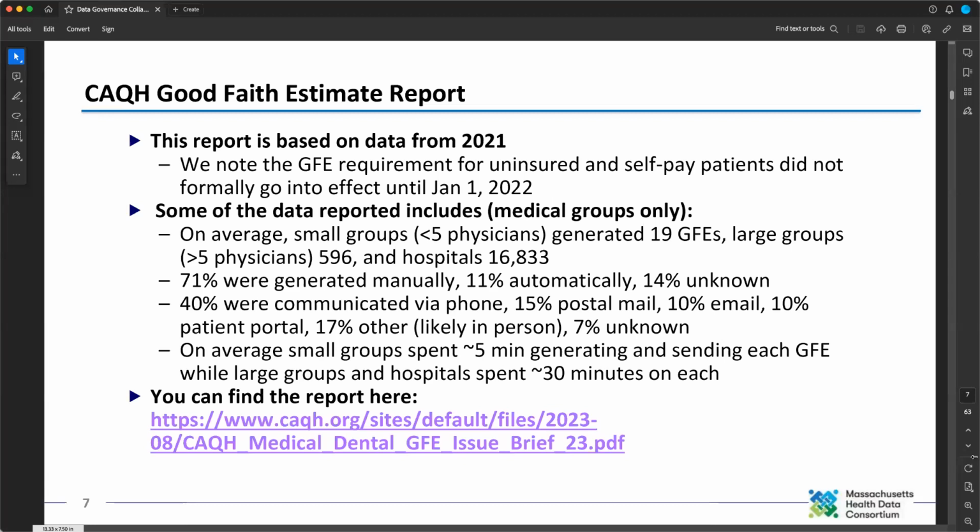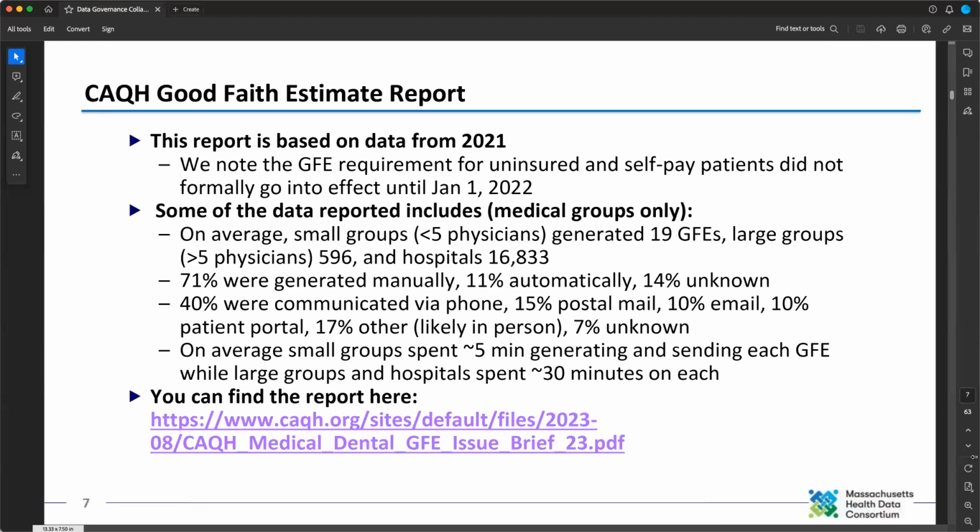So what's also interesting is that 40% of them were communicated via the phone, 15% sent via postal mail, 10% email, 10% in the patient portal, 17% was grouped as an other that they note was probably handed a piece of paper in person, and 7% were unknown. Now, the No Surprises Act allows for all of these mechanisms, but if it's done via phone, you also have to provide a written format of some sort.